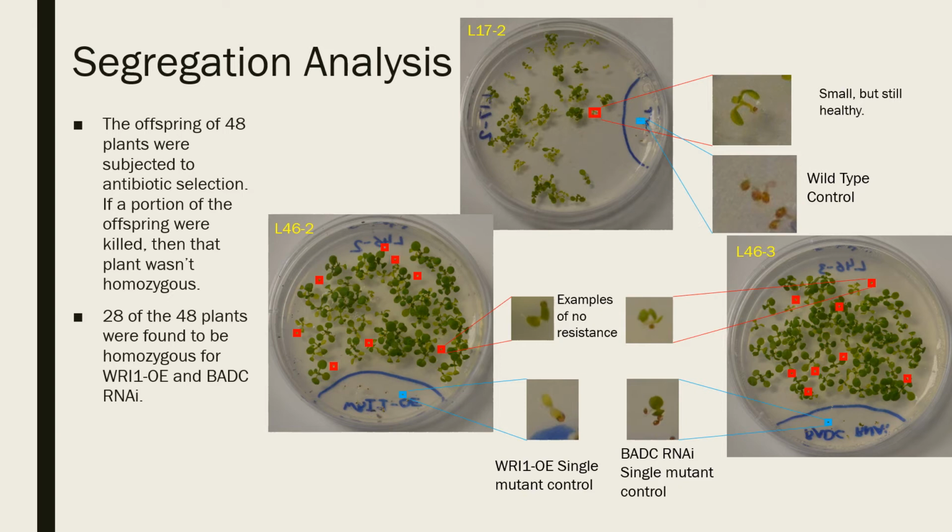The offspring was compared to controls lacking antibiotic resistance. L17-2 was found to be homozygous while L46-2 and L46-3 were not. 28 of the 48 plants were found to be homozygous for Wrinkled-1 overexpressor and BADC RNAi.